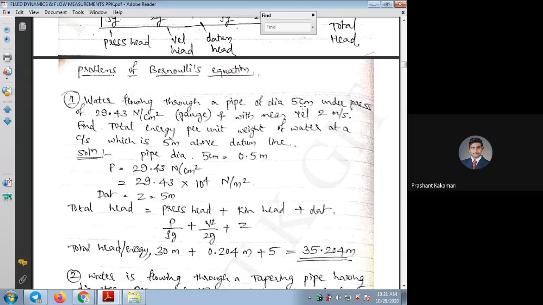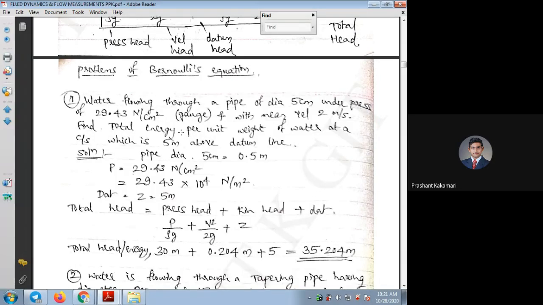In that, water is flowing under the pressure of 29.43 Newton per centimeter square. Okay, that is gauge pressure, and with mean velocity 2 meter per second. So we can assume that it has velocity itself 2 meter per second, it is flowing. Find the total energy per unit weight.